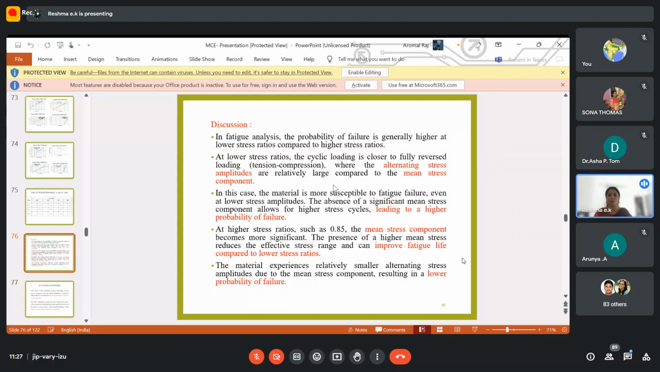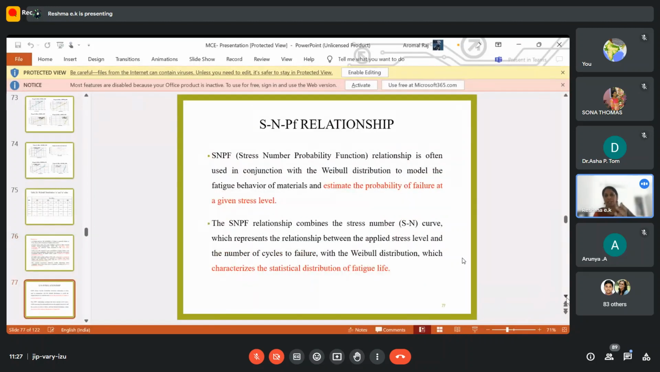That is the reason behind the lower value and higher value. The probability of failure is lower in the case of high stress ratio, and in the low stress ratio, the probability is more. That is the reason behind that. Then I have only 5-10 minutes, I think, to just finish off this S-N-P-F relationship also, to estimate the probability of failure. SNPF means probability of failure.